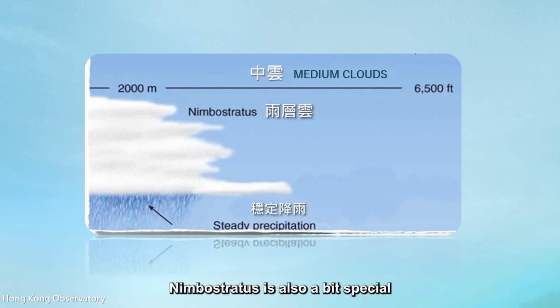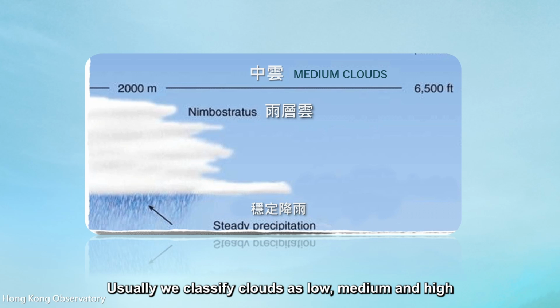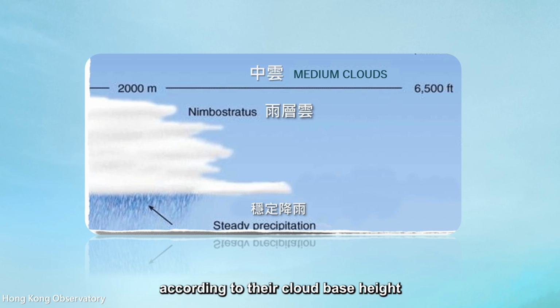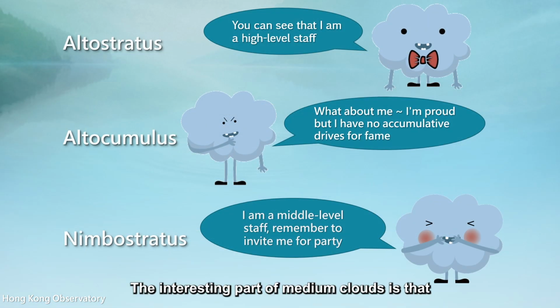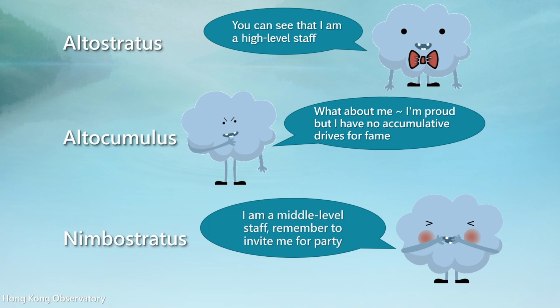Nimbostratus is also a bit special. Usually we classify clouds as low, medium, and high according to their cloud base height. The cloud base of medium clouds is usually between 6,500 and 18,000 feet during heavy rain. But the cloud base of nimbostratus can range from the ground surface to 6,500 feet. The interesting part of medium clouds is that sometimes neither the names nor the cloud base height nicely match. So it's quite interesting.